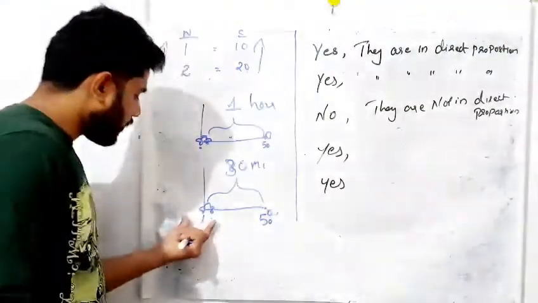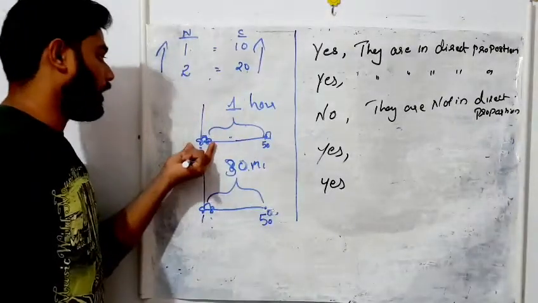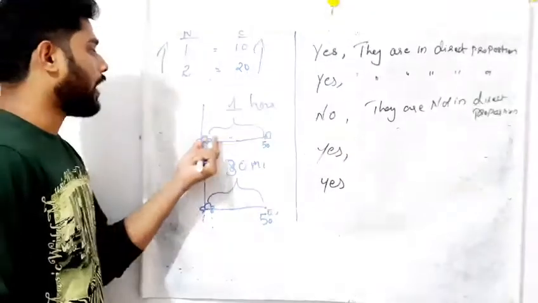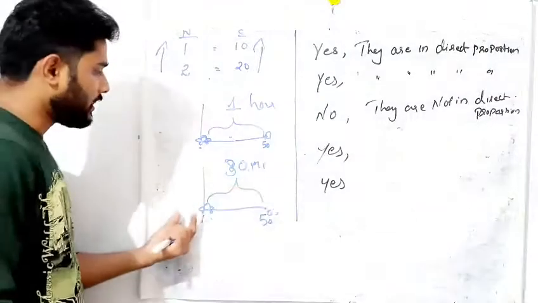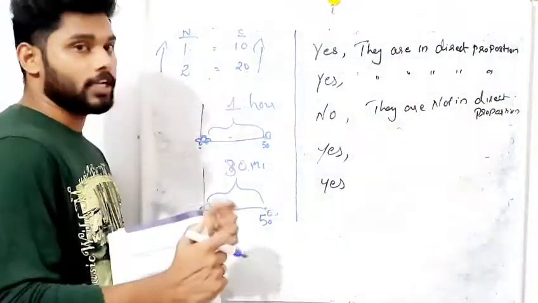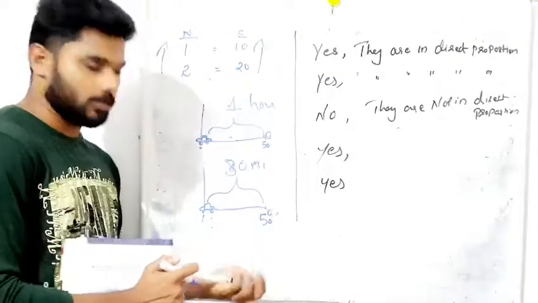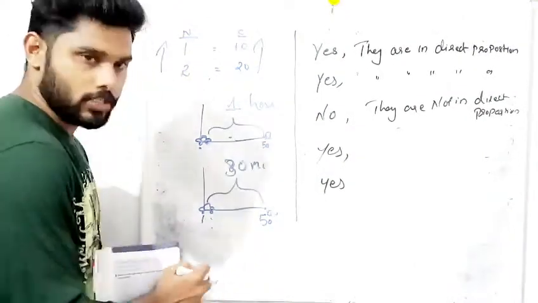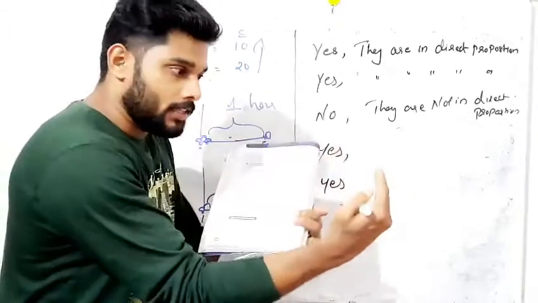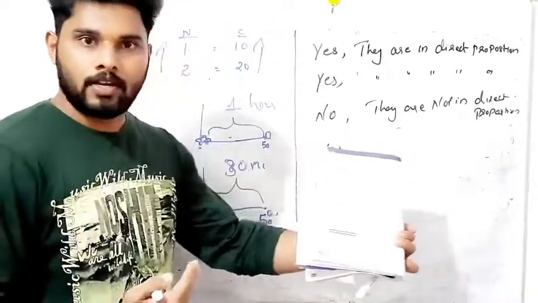Why? I drove the car at 50 kilometers speed, so I took 1 hour to reach here. My brother's speed was 80 kilometers. He took 30 minutes to reach home. Understood? So when the speed is increasing, at the same time the time is decreased. Clear?